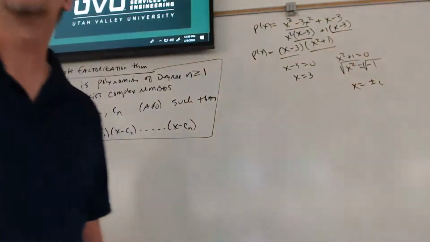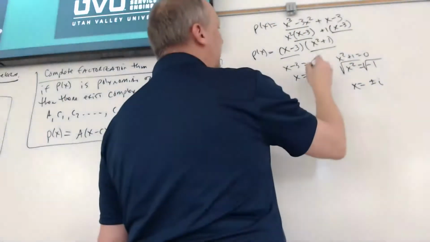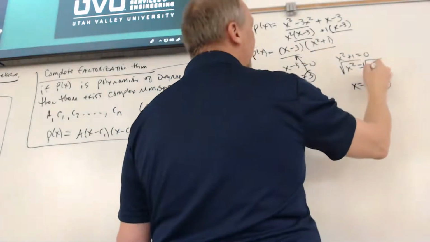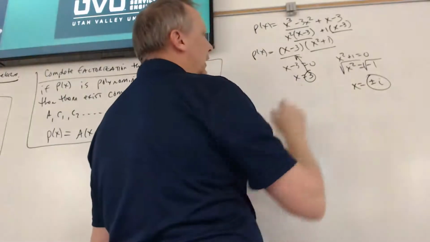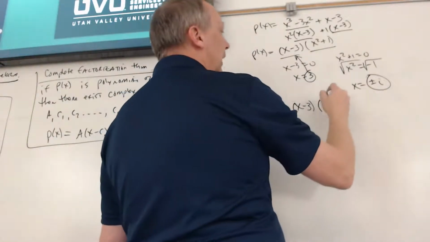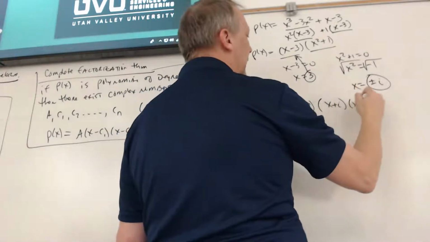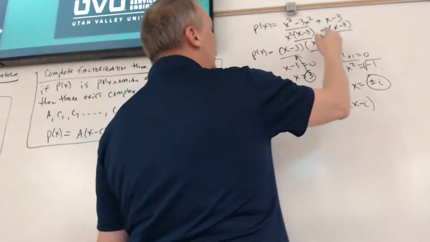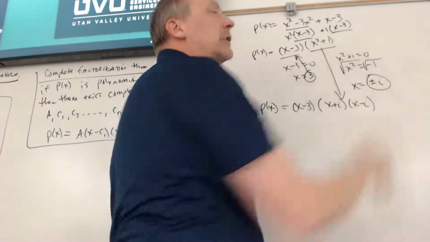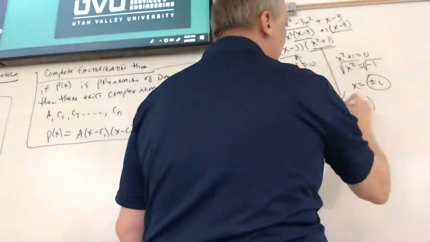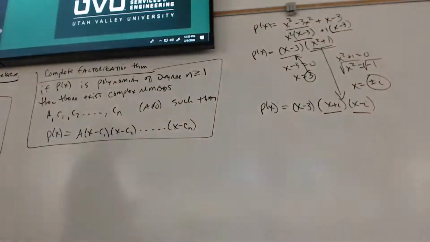Okay. Now, how would I write this as a factor? So I'd have x minus 3, x plus i, and x minus i. Okay? So you could actually go from here to here, but I just wanted to show you that in between. If you've got x squared plus 1, you can just go ahead and factor that into x plus i, x minus i. Does that make sense?